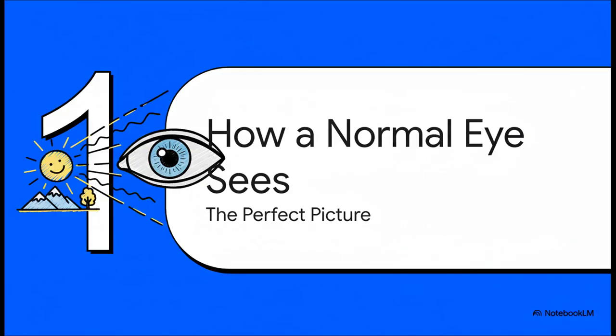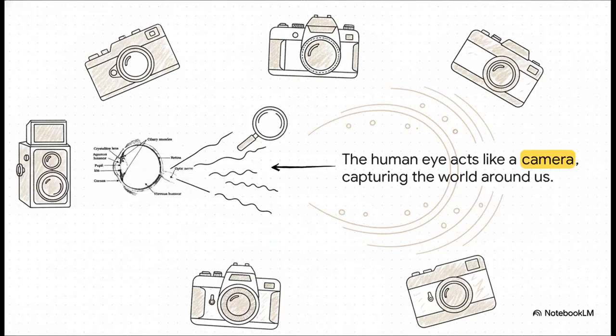All right, so before we can really understand what goes wrong with our vision, it's super important to first know how a healthy eye works, right? So let's begin with that. How does our eye give us that perfect, crystal clear picture of everything around us? It's quite amazing. The human eye works almost exactly like a camera. Just look at this diagram here.